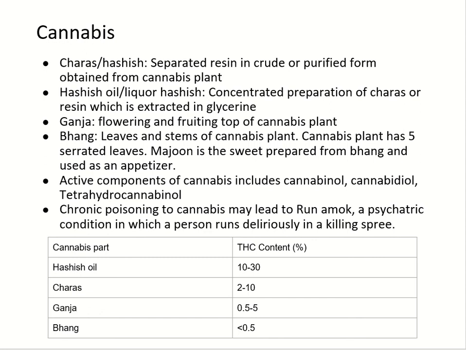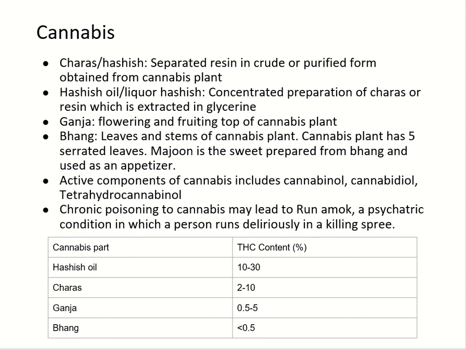The cannabis plant has 5 serrated leaves, a compound leaf. Majoon is the sweet prepared from bhang, and it is used as an appetizer to increase appetite. Active components of cannabis are cannabinol, cannabidiol, and tetrahydrocannabinol. Chronic poisoning with cannabis may lead to running amok, a psychiatric condition in which a person runs deliriously to kill other persons.